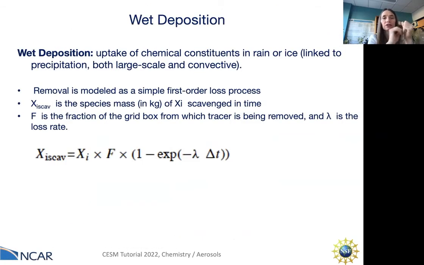And in addition, we have wet removal, and the wet removal of aerosols was described in the slide before on the aerosol cloud processes. This is just for chemical constituents. We do remove them based on rain and ice, and they are obviously linked to precipitation, both large scale and convection. But it's a very simple first order approach, which really depends on the fraction of the grid box from which tracers have been removed and the loss rate.